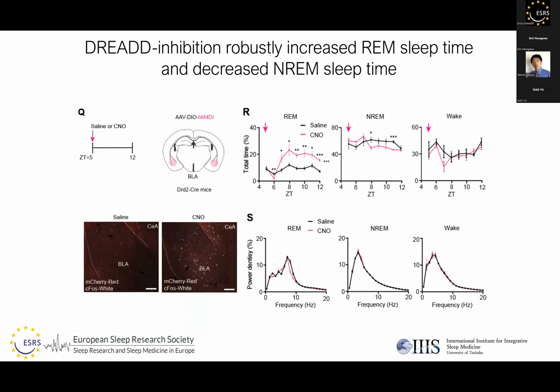And chemogenetic experimentation further corroborated the significance of DRD2 neurons within the basolateral amygdala in regulating REM sleep. We expressed the inhibitory DREADD receptor hM4Di in DRD2 neurons in the BLA of DRD2 Cre mice. And intraperitoneal injection of CNO augmented REM sleep while concurrently decreasing the duration of non-REM sleep without affecting the EEG power spectrum of each state. And we observed an increment of Fos-positive neurons in both the BLA and the central nucleus of the amygdala, thereby confirming the disinhibition of the amygdala caused by the manipulation.